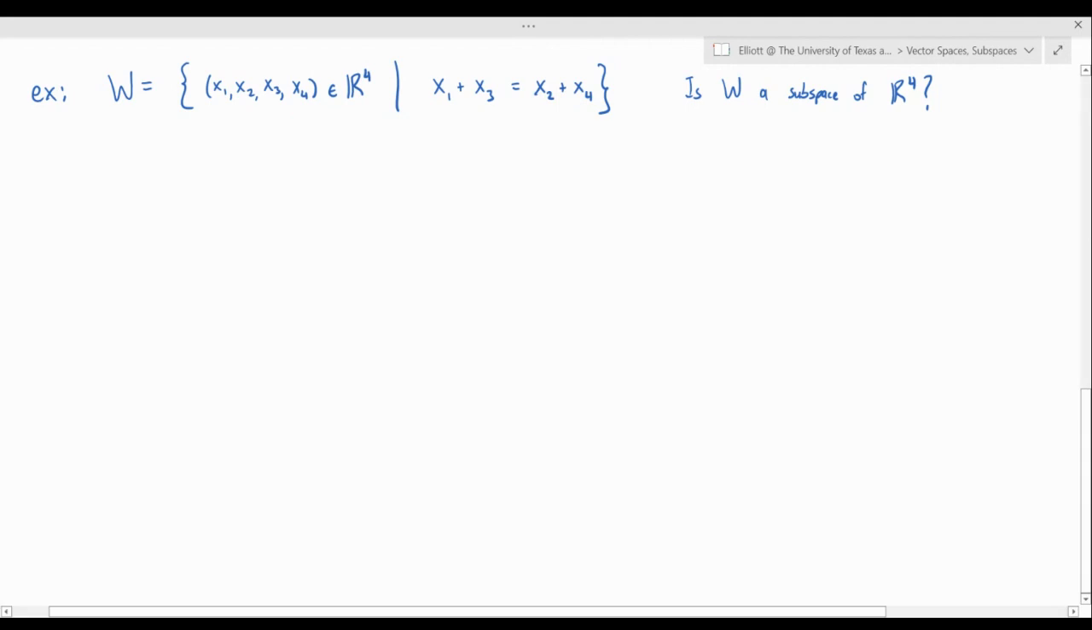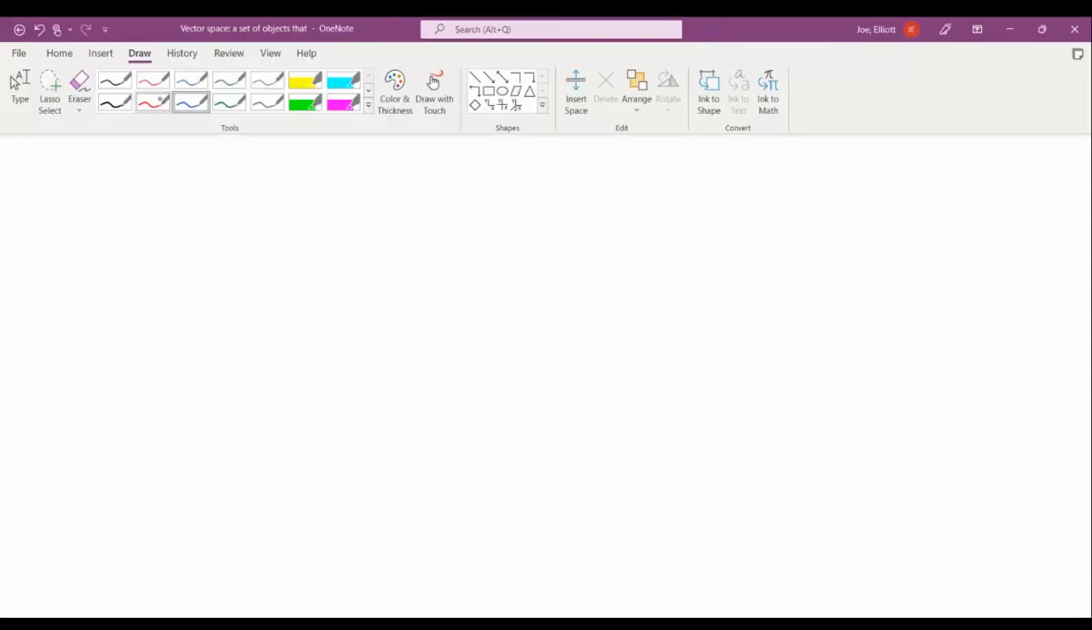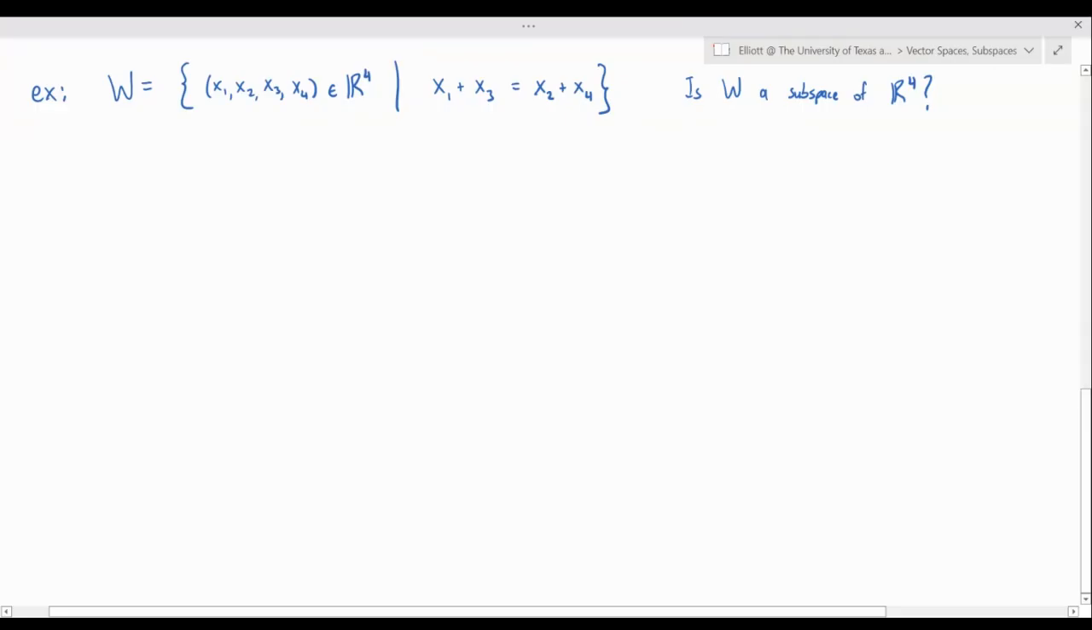Before we get to working out the problem, I just want to take a closer look at the definition of W. For a vector to be in W, it has to satisfy this condition here, right? So I just put it as a small example real quick before we start working through the actual question. So it's sort of like a sub example.